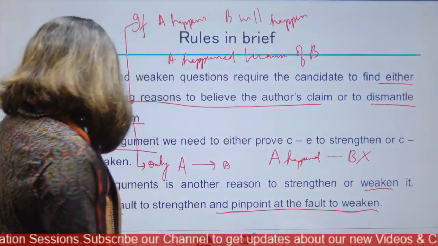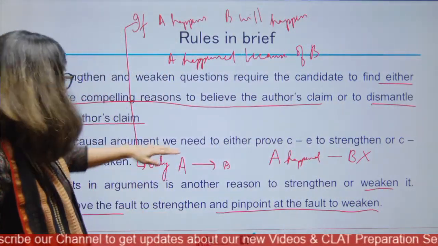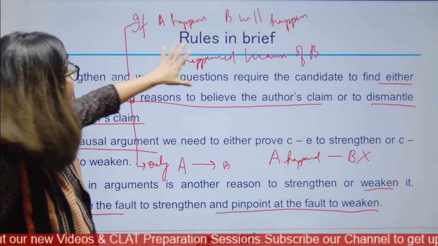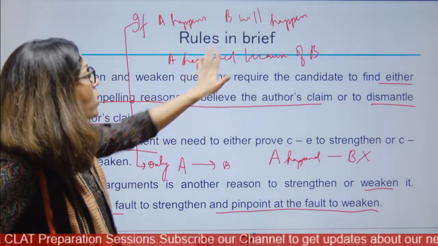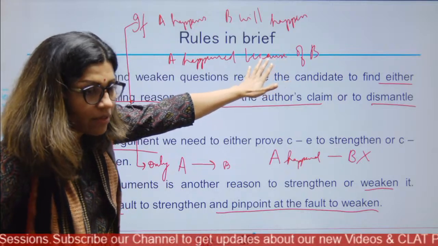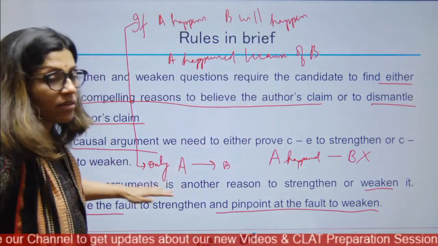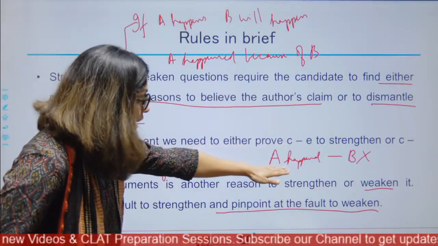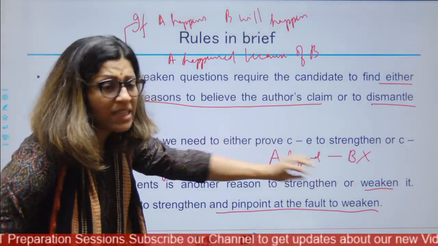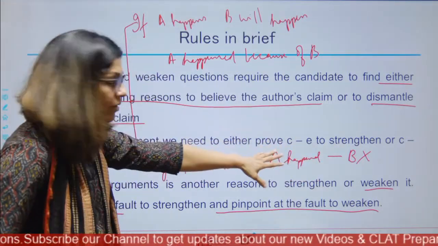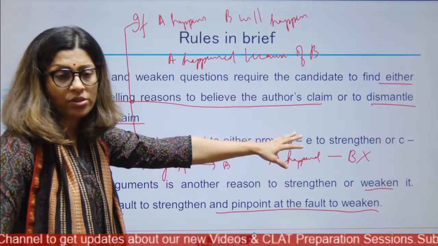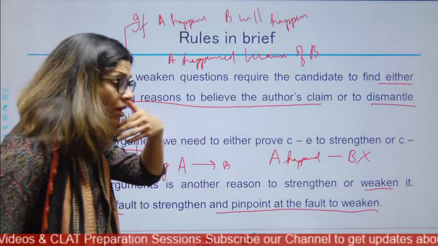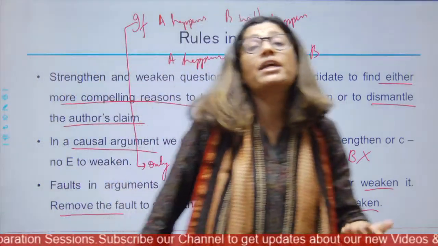Many times in strengthen and weaken, 90% of the times you will get causal arguments. Identify what the author is saying is the cause and what the author is saying is the effect. If you have to strengthen it, use all and only. If you have to weaken it, show that one thing happened, the other thing did not happen. Simple formulae, simple, and set options. Just remember these little rules and you will take less than a minute to find your answer.